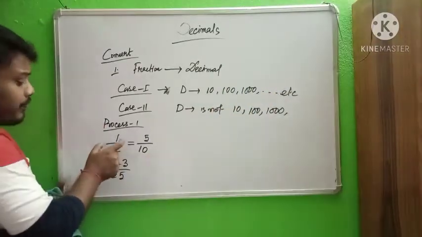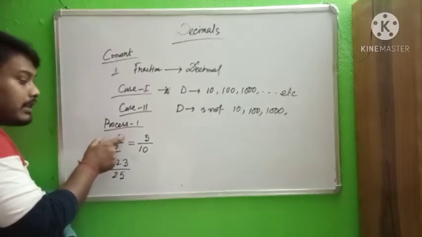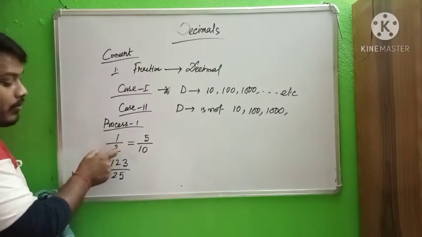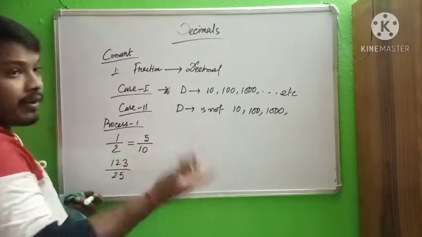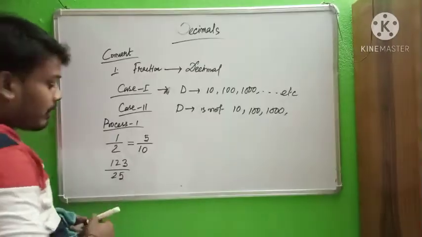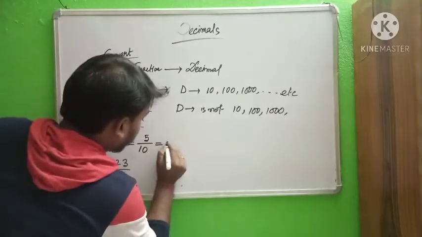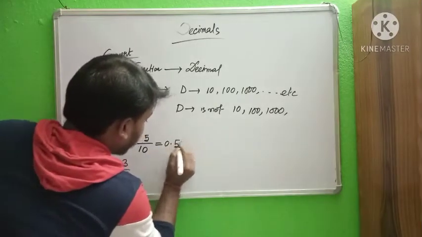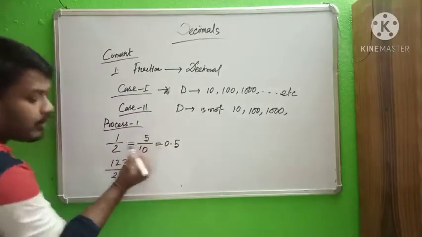So here we get 10. The decimal for 1 by 2 and the decimal for 5 by 10 are equal because these two values are equal. So what is the value? 0.5. Here the denominator is 10, so put the decimal point before one digit.